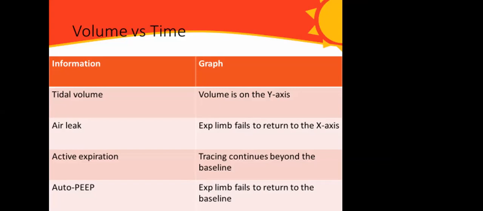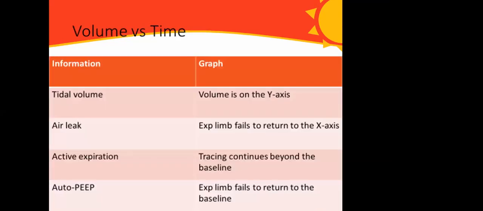For air leak, you see that the expiratory limb does not return to the x-axis. It does not return, so there's an air leak. When there's active expiration, you'd see that the tracing continues beyond the baseline. And with auto-PEEP, like I mentioned before, the limb fails to return to the baseline. That's one of the diagnostic importances of ventilator waveforms: the ability to see, oh, this expiratory limb is not returning to the baseline, maybe this patient is building auto-PEEP or there's breath stacking. But when the tracing goes beyond the baseline on the x-axis, there's active instead of passive expiration going on.